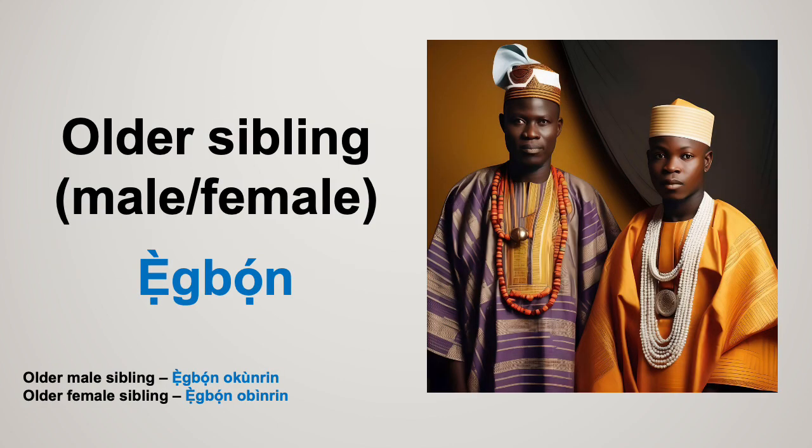Older sibling. So older sibling, whether male or female, is referred to as ẹ̀gbọ́n. Now, if the sibling is a male, that will be ẹ̀gbọ́n ọkùnrin. That is the male sibling, ẹ̀gbọ́n ọkùnrin. If the sibling is a female, that will be ẹ̀gbọ́n obìnrin.